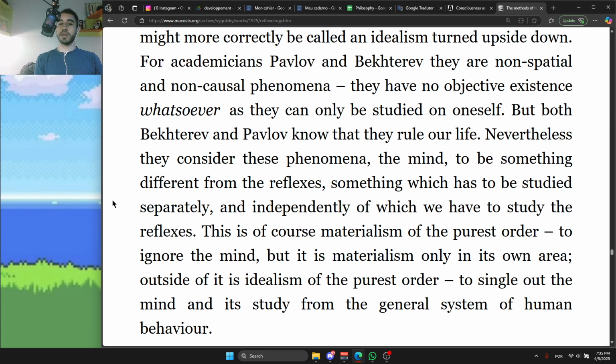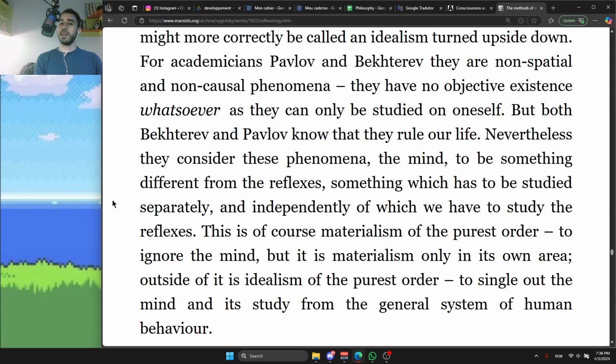They have no objective existence whatsoever, as they can only be studied on oneself. But both Bekhterev and Pavlov know that they rule our life. Nevertheless, they consider this phenomenon, the mind, to be something different from the reflexes, something which has to be studied separately and independently of the reflexes. This is, of course, materialism of the purest order, to ignore the mind. But it is materialism only in its own area.